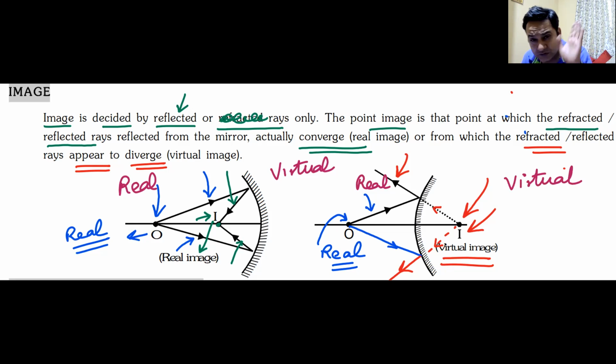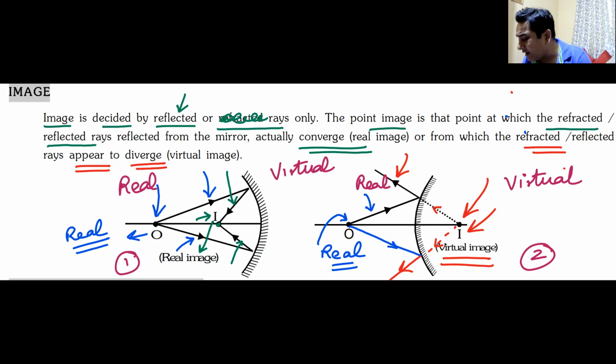It is real. The image in diagram number 1 is on the real side, a real image. In diagram number 2, it is on the virtual side, a virtual image. You can understand this in terms of real world or virtual world, but we don't use these terms anymore, so it is better to understand in terms of reflected rays.